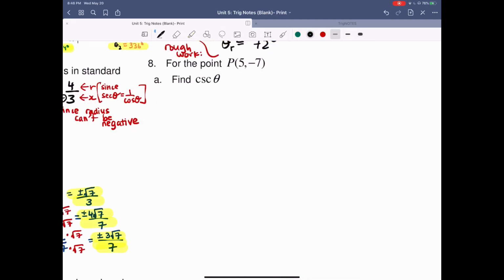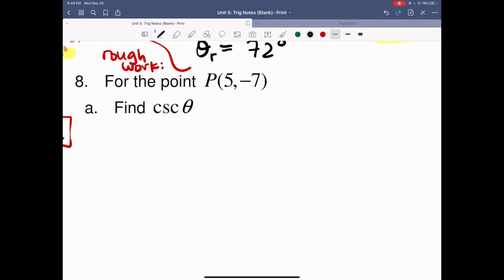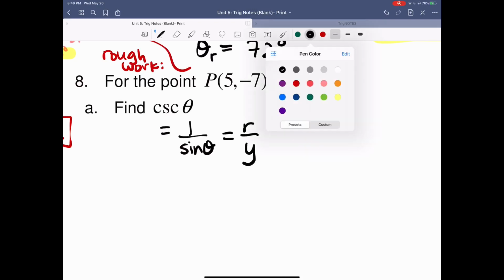So for question 8, for the point P (5, -7), find cosecant theta. By definition, cosecant theta is equal to 1 over sine theta. And because sine theta is equal to y over radius, that means 1 over sine theta is equal to r over y. 5 is my x, my -7 is the y.